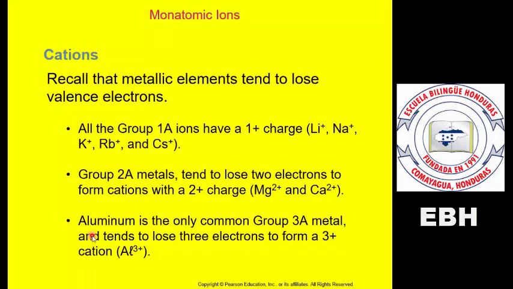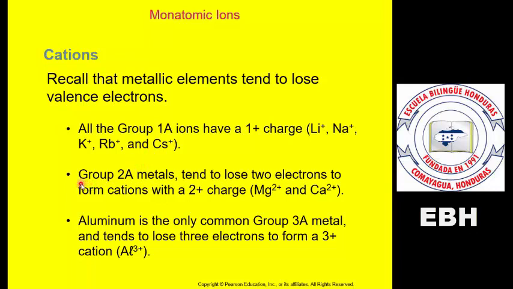Okay, cations. Recall that metallic elements tend to lose valence electrons. You have to remember all this. And the first one: all Group 1A ions have a 1 positive charge. You have some examples: lithium, sodium, potassium, and the rest. They have a 1 positive charge.